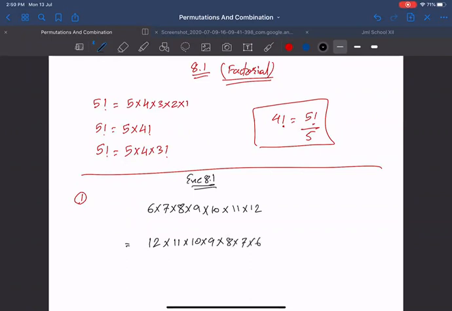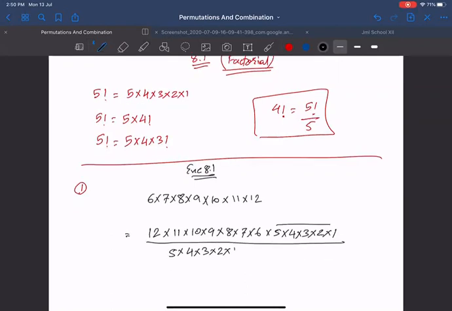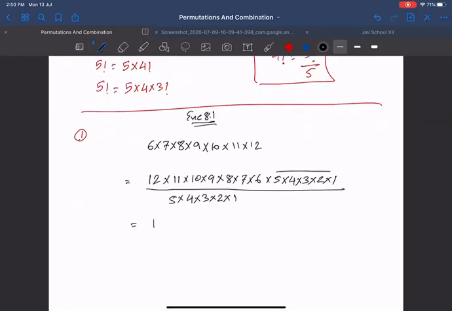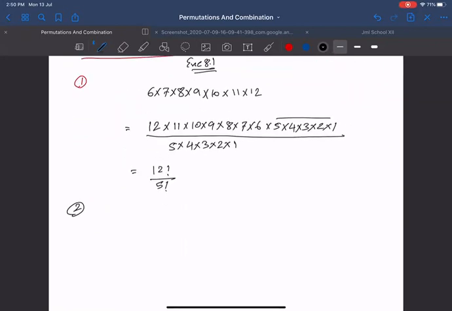Anyone, any idea how to convert this into factorial? 12 factorial into 5 factorial upon 5 factorial. No, you are close, but it is 12 factorial upon 5 factorial. What the boy is saying is to multiply by 5, 4, 3, 2 and 1. So I multiplied by this extra, so I should divide by that, which is eventually nothing but 12 factorial divided by 5 factorial. It's a huge answer.